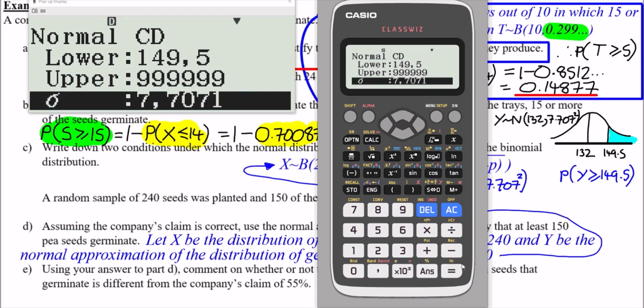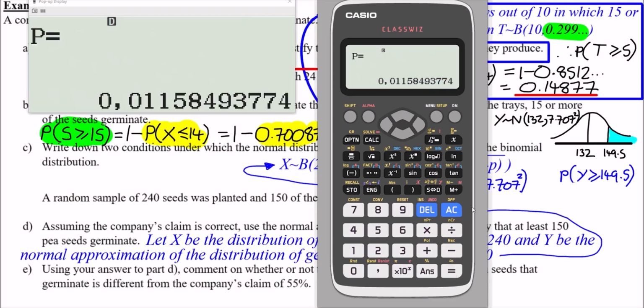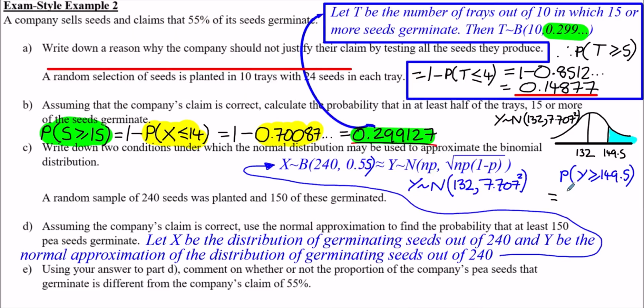So press equals, and equals again, and we get 0.01158. So we're talking about a 1.2% chance, so a pretty slim chance of that actually happening in real life. So that was a lot of seeds that germinated compared to what this company's claiming. 55% of these 240 seeds would be 132. 150 or higher is actually quite a way away from the mean, so that seems relatively rare.